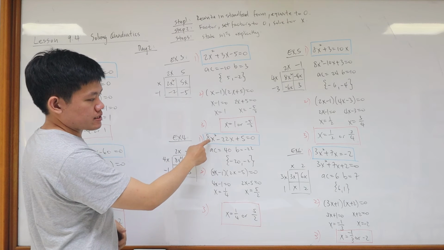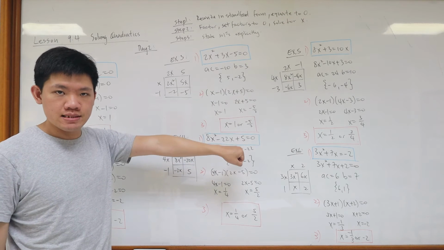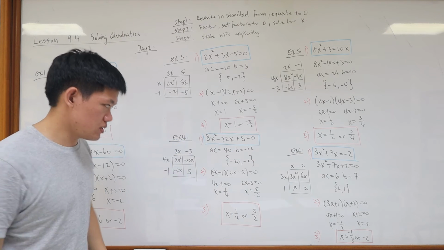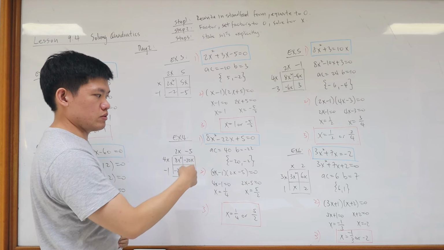Example number 4: 8x squared minus 22x plus 5 is equal to 0. Is that in standard form? Yes. Is it equal to 0? Yes. And let's go ahead and factor this. There's no greatest common factor here, so let's do a times c.